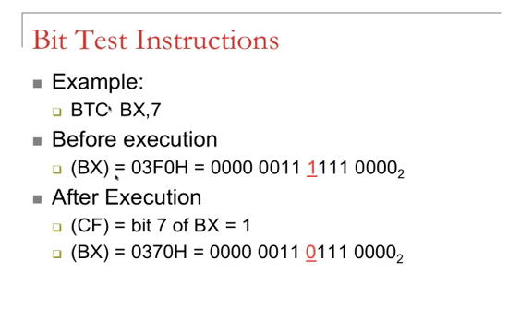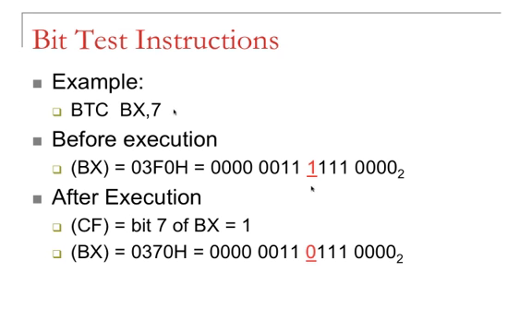Let's assume that before the execution of this instruction, we have 03F0 hexadecimal in BX. We can then represent the value in binary. So it's going to be 0000, 0011, 1111, and then 0000. Starting from bit 0, when we count bit 7, that's actually this bit, which is highlighted in red. So this is the bit this instruction will test.